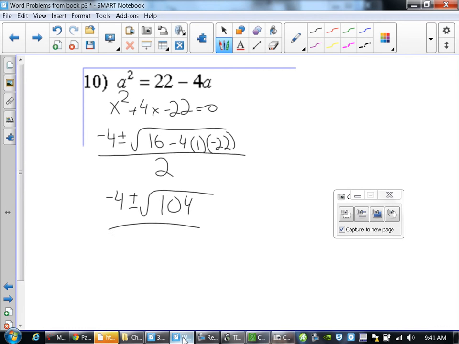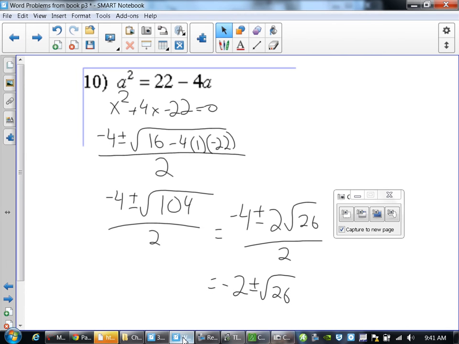104 over 2. Does 4 come out of that? You get 2 root 26. Yeah, that's right. So your answer becomes negative 4 plus or minus 2 root 26 all over 2. Notice all of the front leading terms there are all even. This is an instance where I can simplify it by 2's and get negative 2 plus or minus the square root of 26.